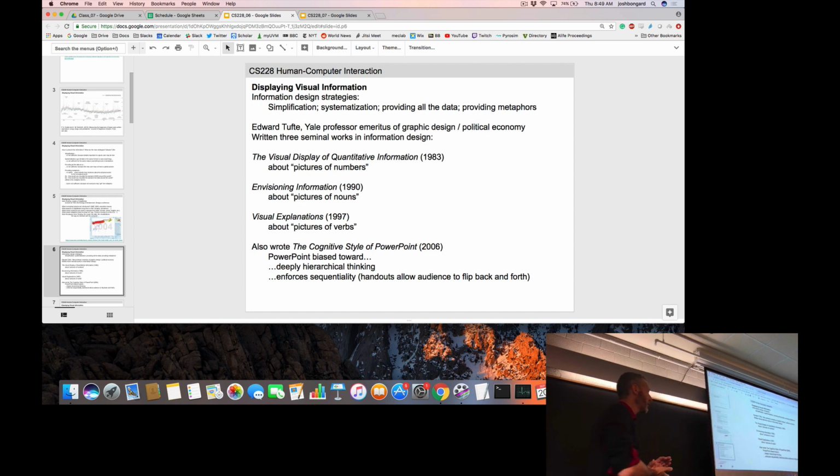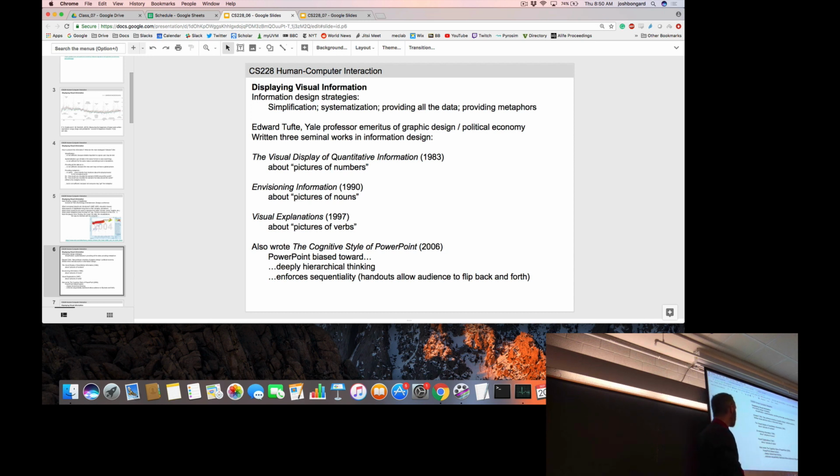His follow-up book, Envisioning Information, which was the reading last week, he described as pictures of nouns, or things that actually do exist in the world. This is mostly a book about maps. So we have physical objects out here in the world. They have physical relationships to each other. This building is closer to that building than it is to another building. If we create a map of campus, what is the best way to create such a map?